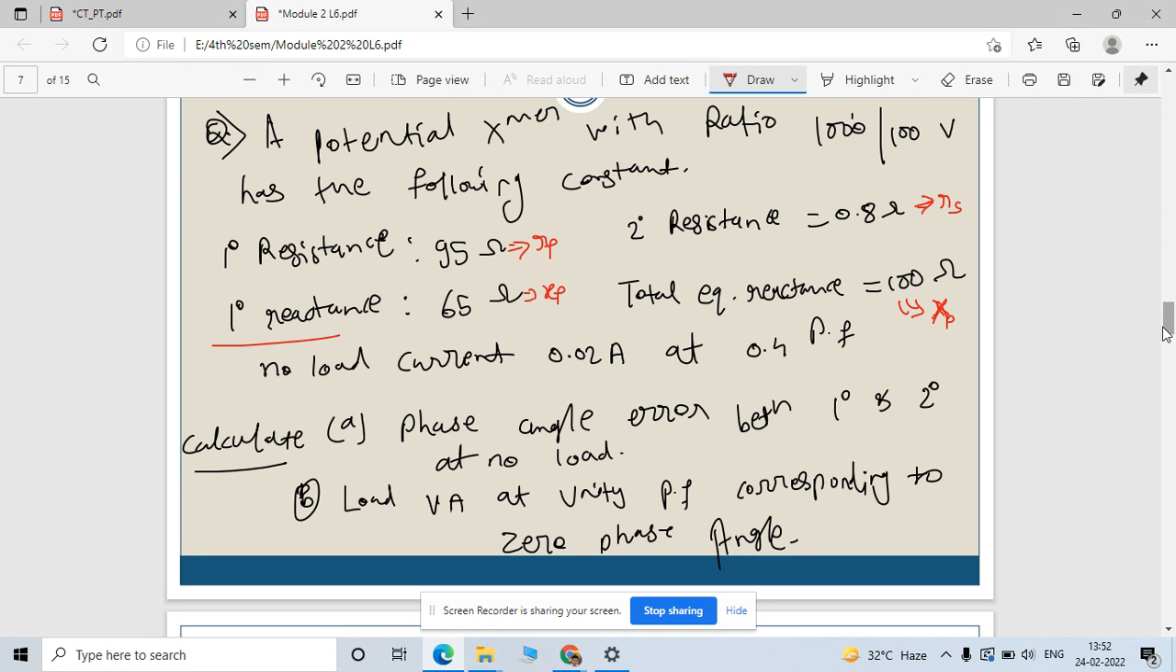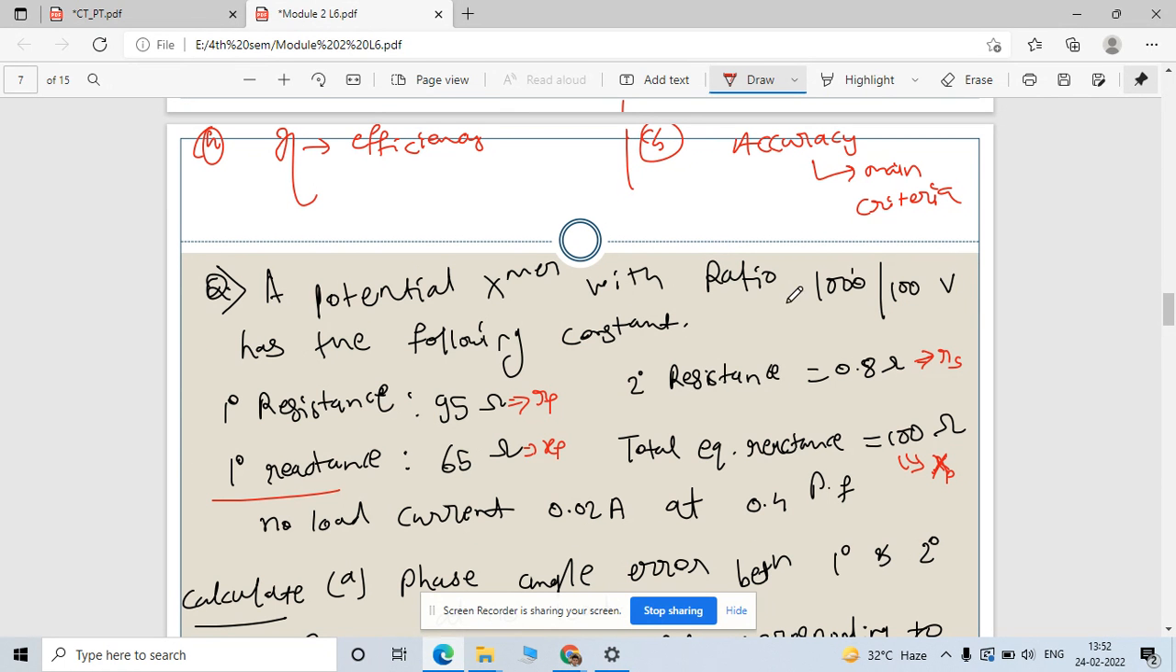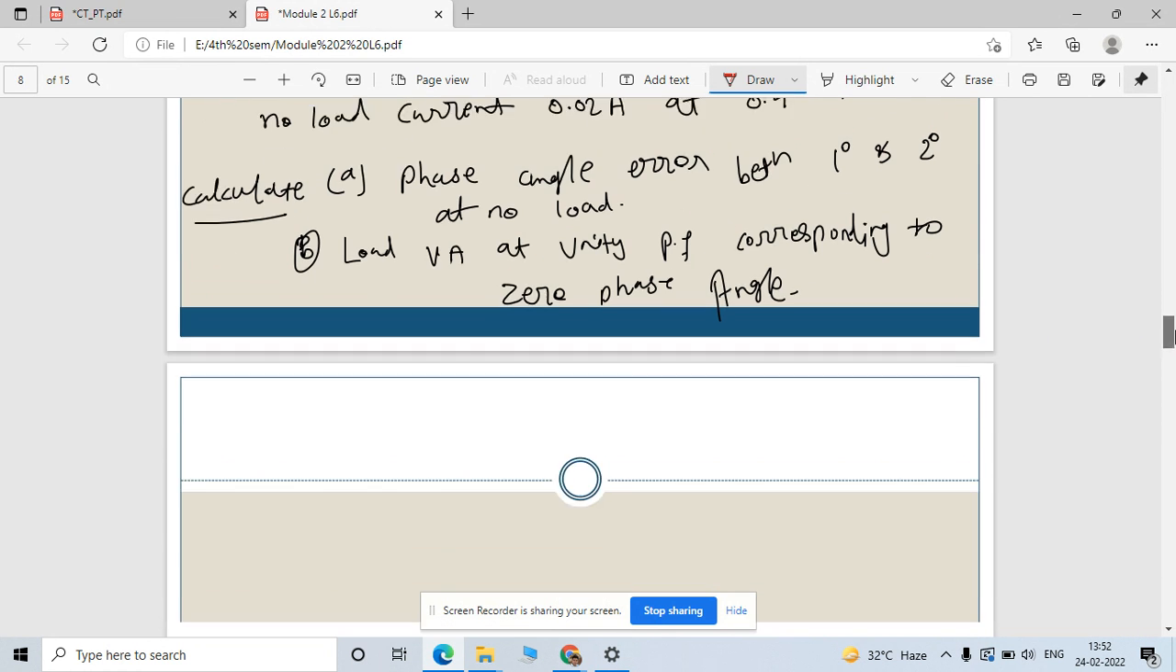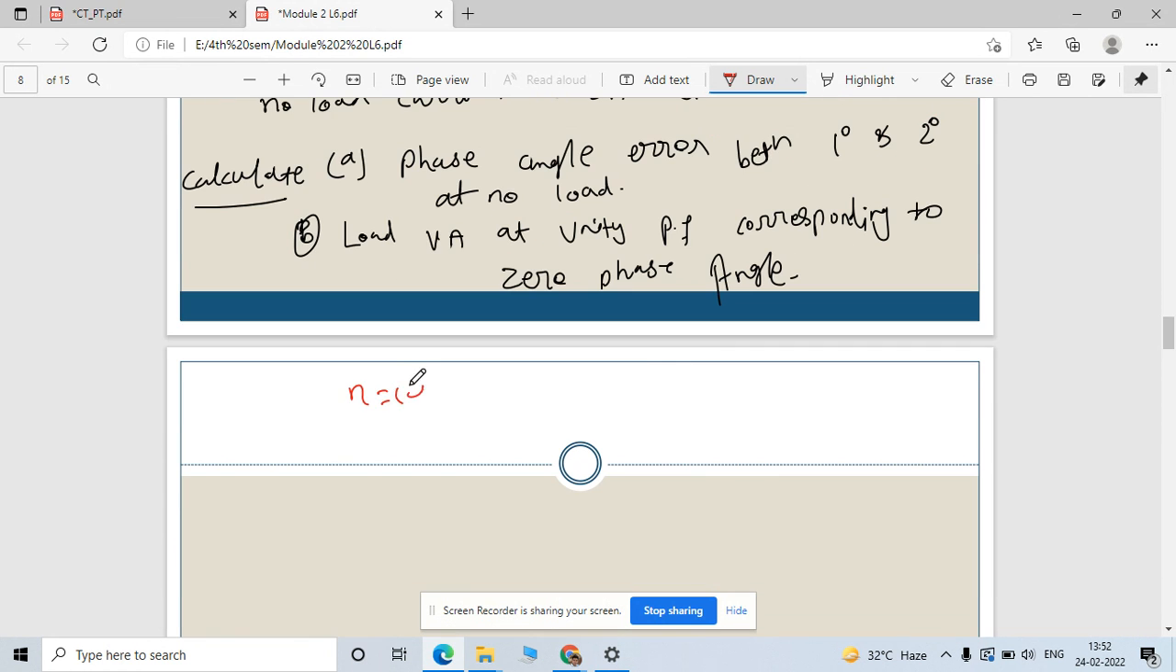Now for the turns ratio, you can also find the turns ratio in terms of your primary voltage and secondary voltage, right? What turns ratio is given here? A potential transformer with a turns ratio of this. So this is a potential transformer. That's why the turns ratio is EP by ES, which is nothing but your 10 here. So N is 10, and the I naught.